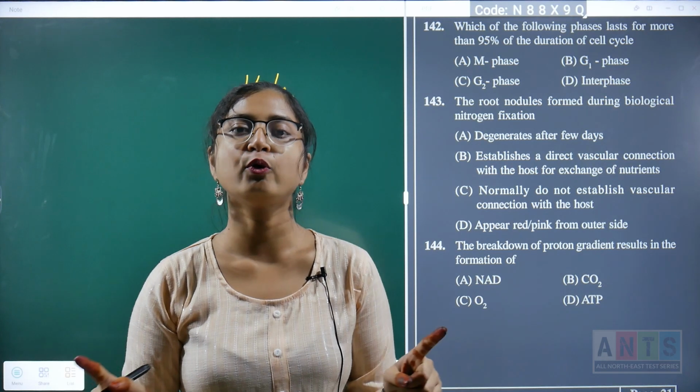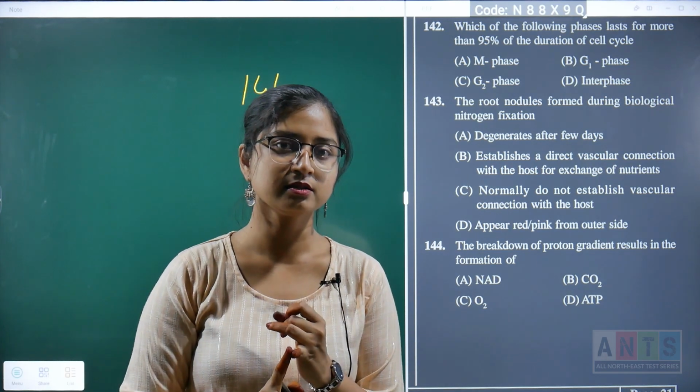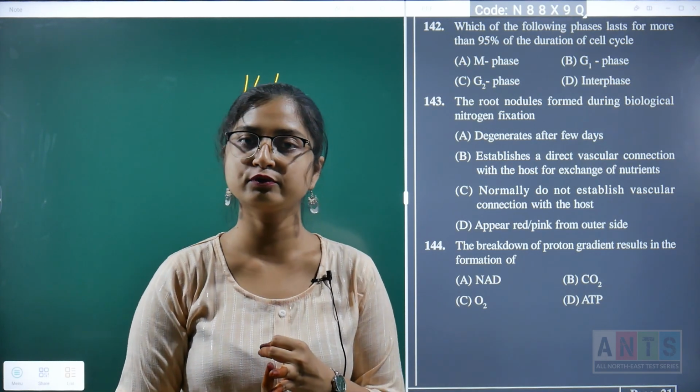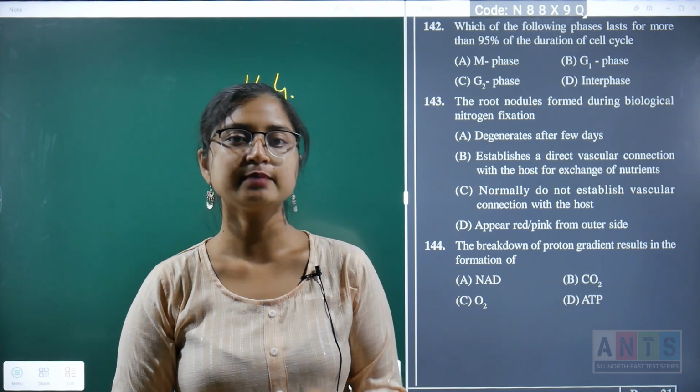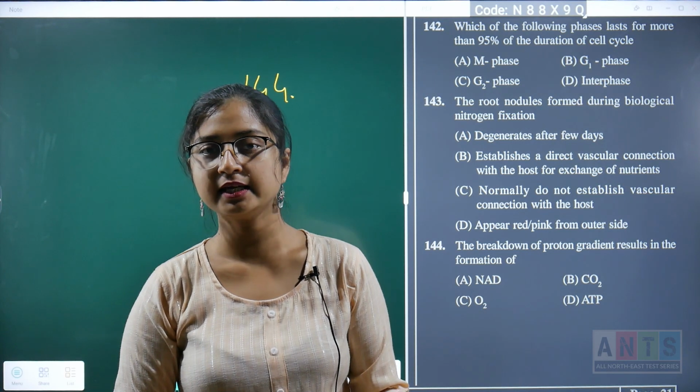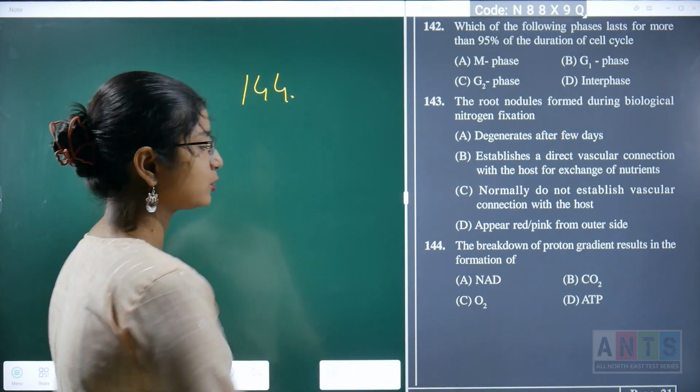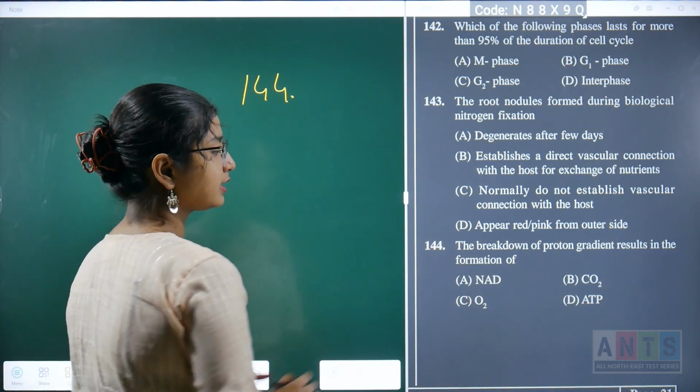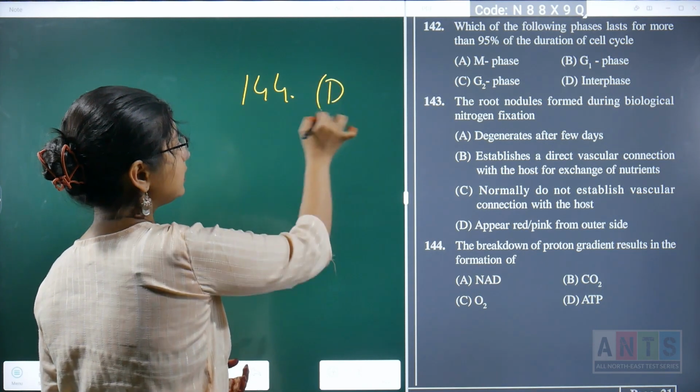This hypothesis holds true for photosynthesis. This hypothesis also holds true for respiration. So it seems proton gradient का breakdown required है किस काम के लिए? To generate ATP. So question number 144. The correct answer is option D.